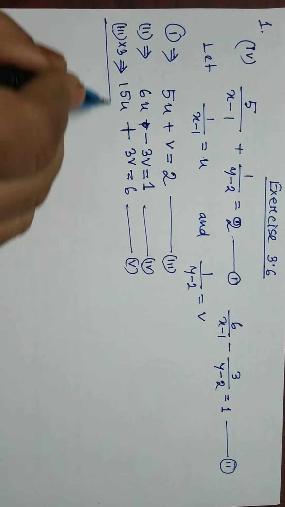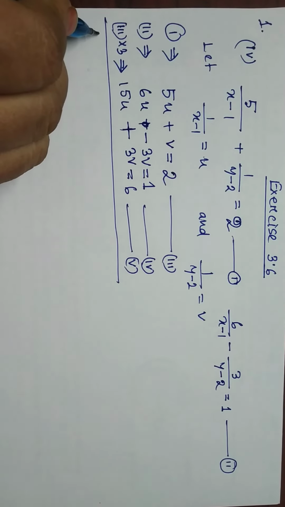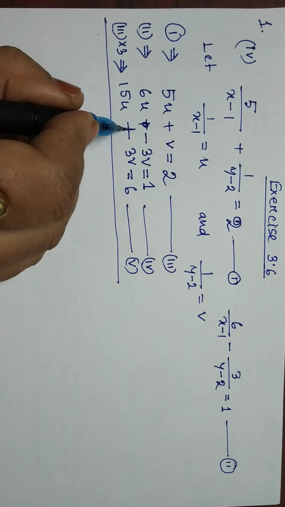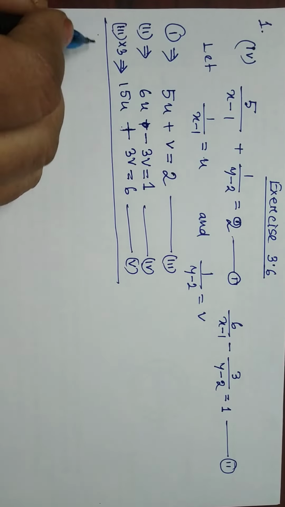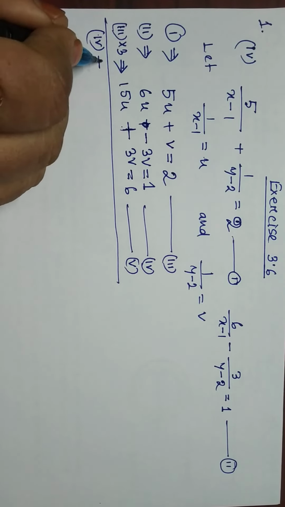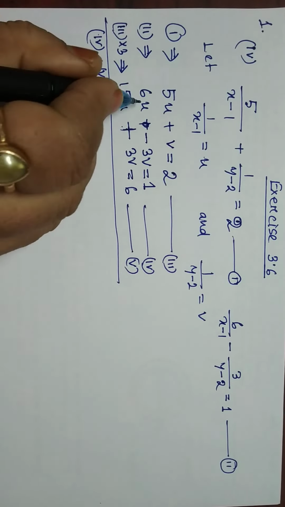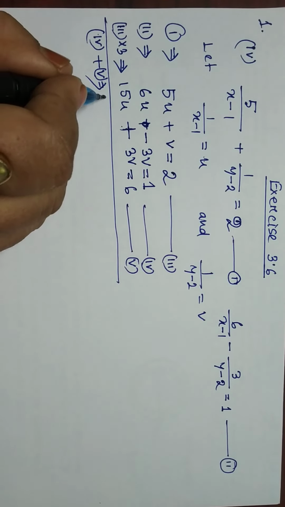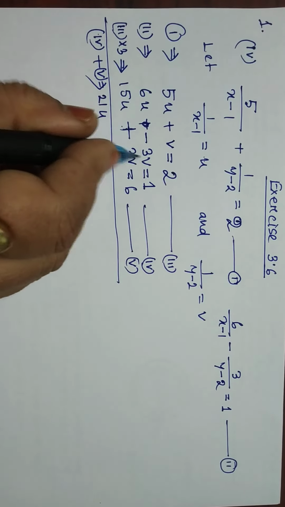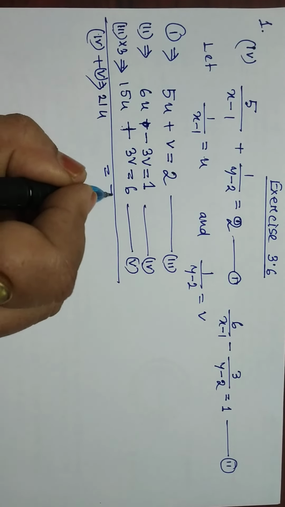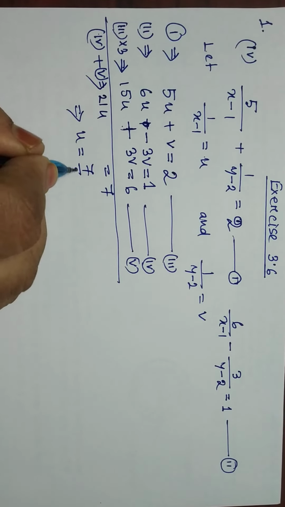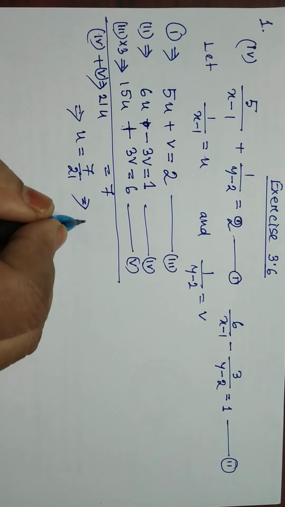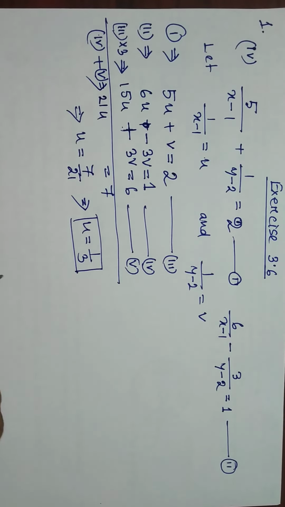Now if we add, because this one is minus, this one is plus, with opposite signs and equal coefficients, we have to add. Therefore equation 4 plus 5, we will get 6 plus 15 is 21u, and the v terms will be cancelled, and 1 plus 6 is 7. This implies u equal to 7 by 21, which means u equal to 1 by 3. We get the value of u.